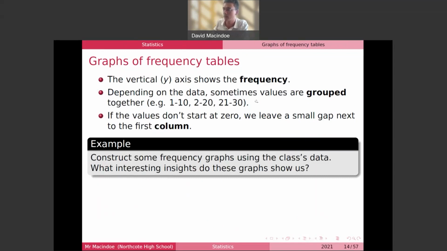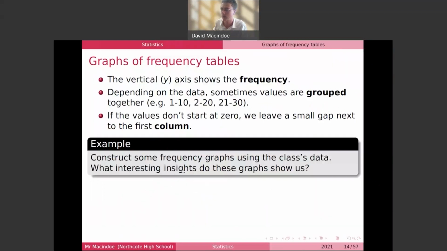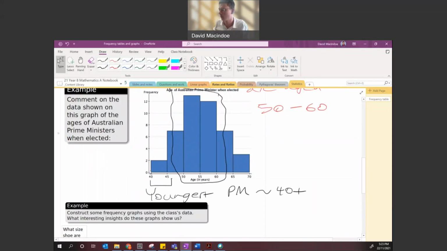And then depending on the data, sometimes you group values. So if it's numerical data, it can be good to group values. We've done that with our Prime Minister age, right? Each is grouped in 5-year gaps, 5-year bands. Now, if it's numerical data and you don't start at 0, we normally leave a small gap to the first column to indicate that you're not actually starting at 0. In this one, there is a bit of a gap. So yeah, we're showing that the minimum number is not 0, it's 40.